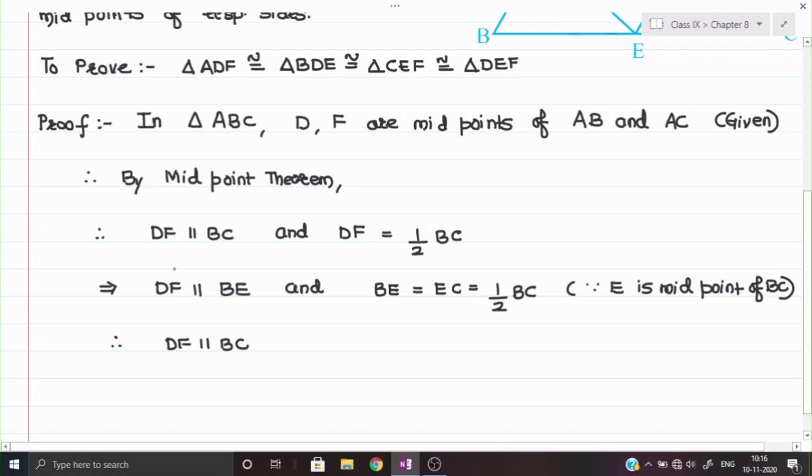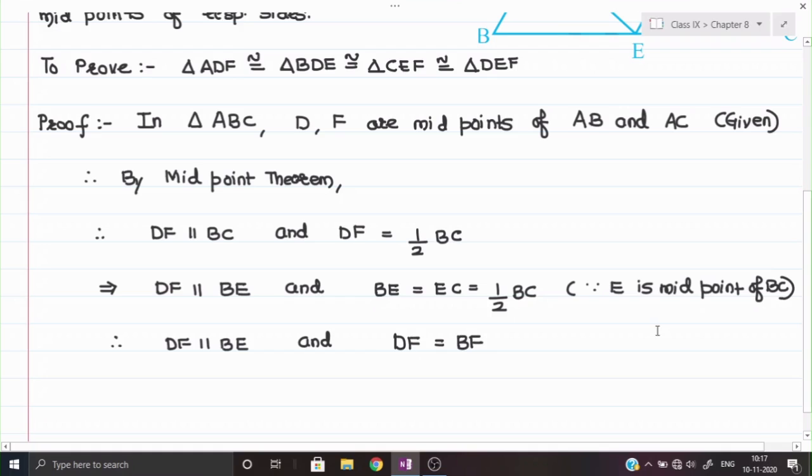That we got with the help of DF parallel to BC. If DF is parallel to BC, then DF is parallel to BE also. And with the help of this conclusion, we can draw that DF is half of BC and BE is also half of BC. So we can say that DF is equal to BE.